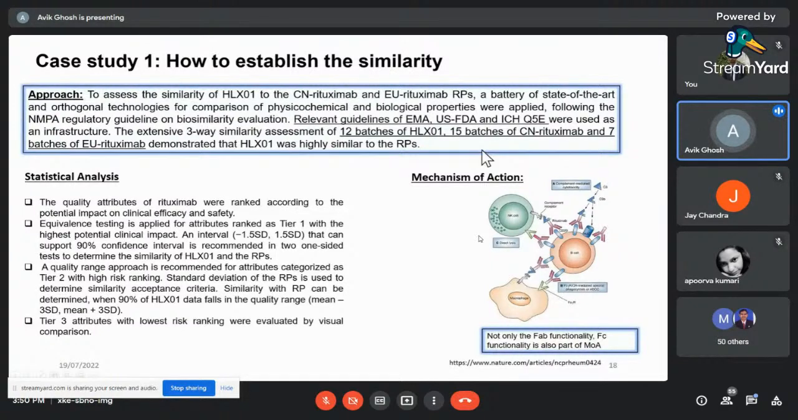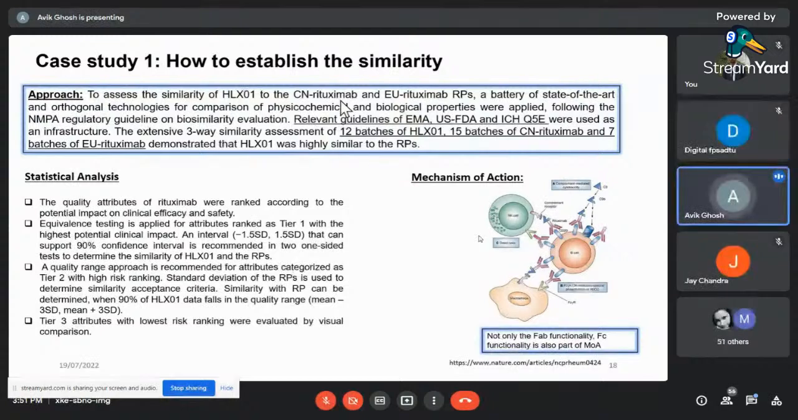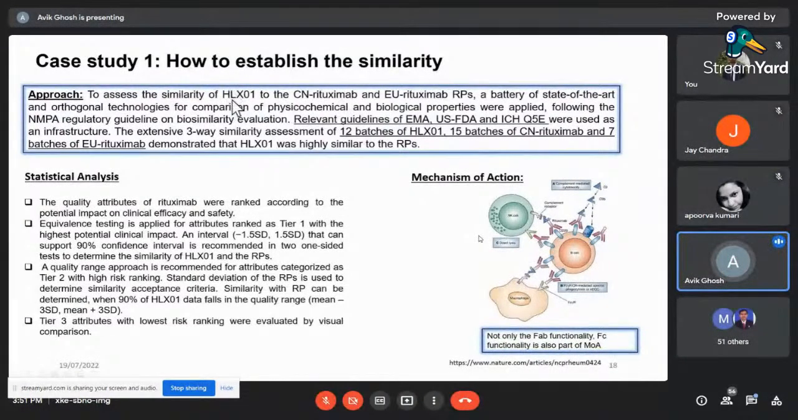So here, in their approach also, one important part is to know which market you want to get the authorization in. This is a product that is produced in China. So they obviously wanted to get approval in the Chinese market as well as the European market. That's why they have shown the similarity here to rituximab. Rituximab is the name of the molecule, and MabThera is the name of the product. So they show the analytical similarity of this biosimilar product HLX01 with these two reference biologics: rituximab from China, rituximab from Europe.